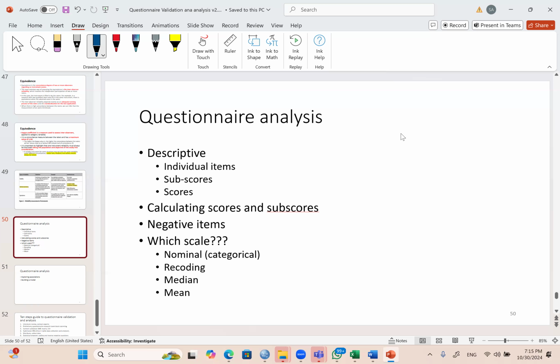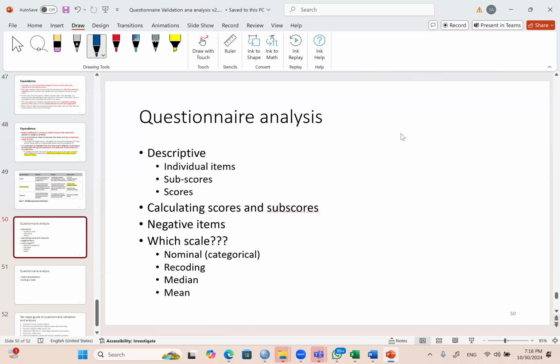First, you do what's called descriptive analysis. You are going to describe individual items. For each question, you're going to report whether the answers are normally distributed or not. If they are normally distributed, you have a very big sample, you are free to use the mean and the standard deviation. If your sample is not normally distributed, then you need to report the median and the quartiles, or the minimum and the maximum.